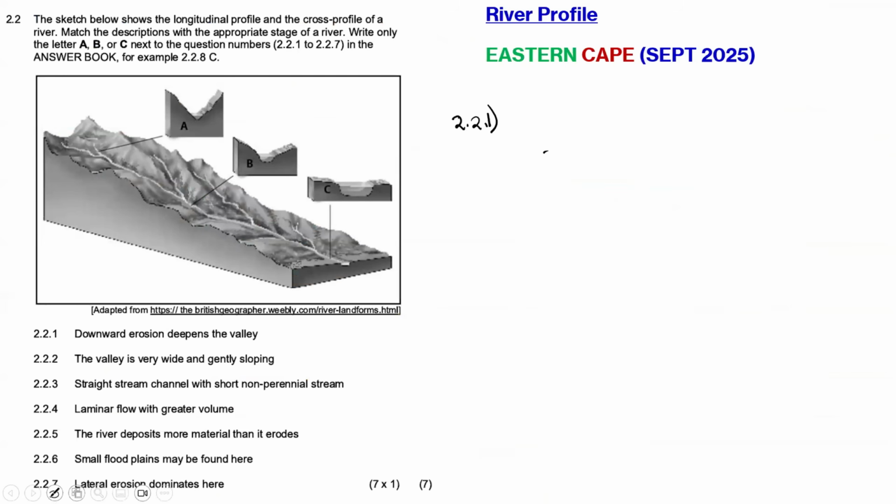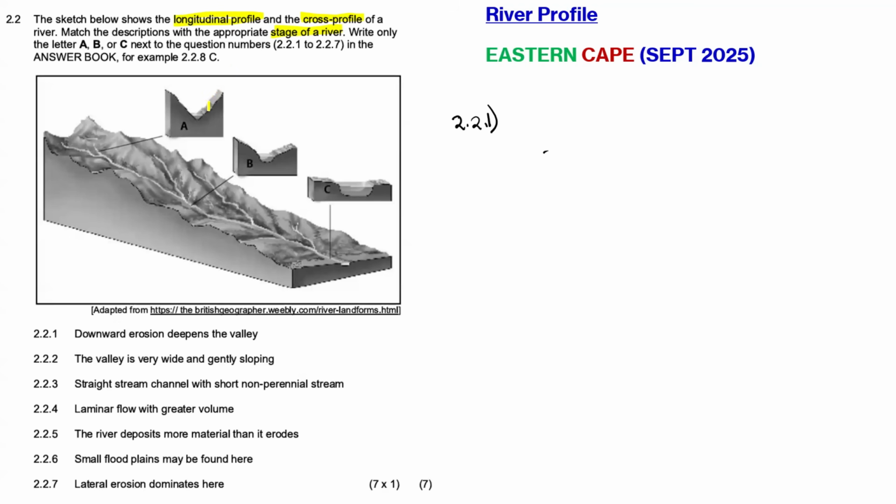Okay. So this is a match-the-concept type of question, because here they are saying to us that the sketch below shows the longitudinal profile and the cross profile. Guys, when I say the cross profile or the cross-sectional profile, it is the same thing as saying the transverse profile, the front view of the river. Now they say match the descriptions with the appropriate stage of the river, or the appropriate course of the river.